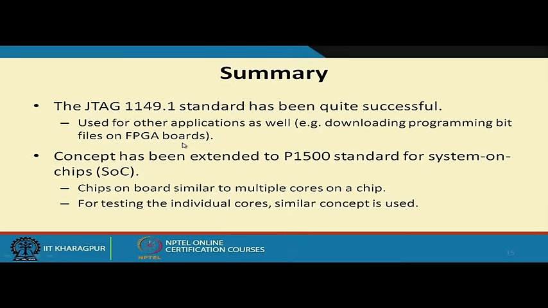Now, this JTAG 1149.1 standard has been extended in a number of different ways. There has been an analog boundary scan version, a standard which also allows analog signals to be fed to a circuit. This can be used to test mixed signal chips, where both digital and analog components are involved.